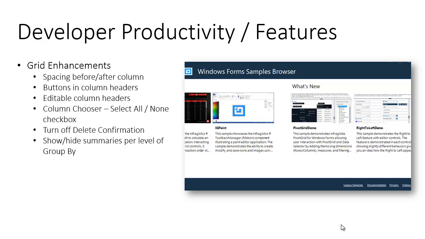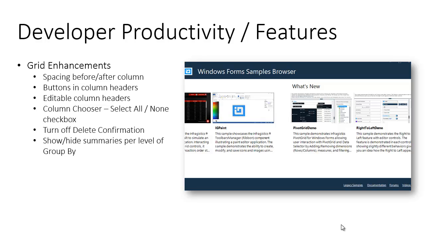And then if we look at just developer productivity features and what we've done around developer productivity for Windows Forms, we are always going to continue to add features from user voice directly from customers. So here's just a few things that we've done around the grid enhancements. Spacing before and after columns, buttons and column editors, editable column editors. Believe it or not, you couldn't turn off the delete confirmation in an easy way. You had to write code to do that. We've rectified that. And then showing and hiding summaries per level of group by.